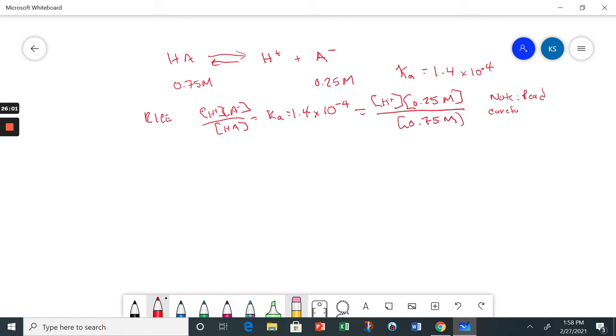If mixing two different volumes, mixing solutions, you have to calculate the new concentration because their concentration will change.